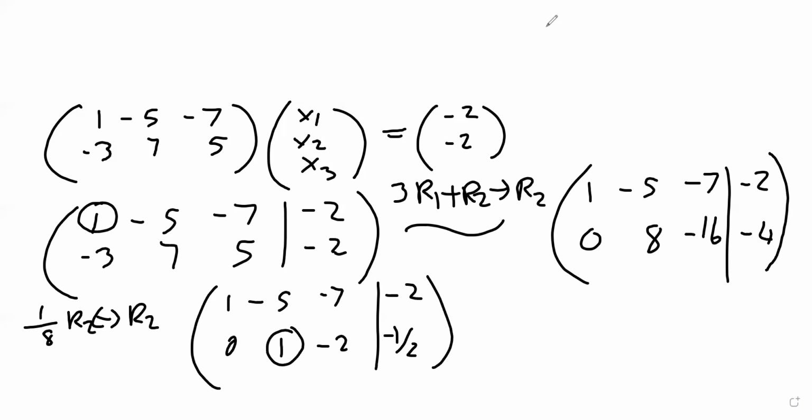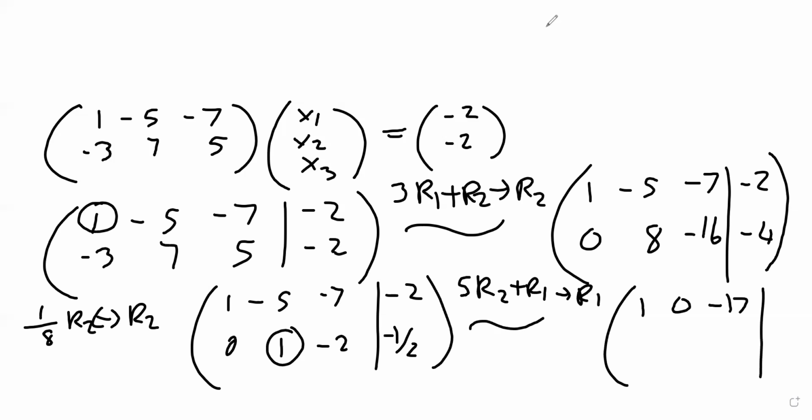Now this is my pivot position, and I can make the position above it 0, and I will do that by multiplying the second row by 5 and adding it to the first row and putting my answer back in the first row. So this is 1, this is 0, and -10 and -7 gives -17, and then this is 0, 1, -2, and the other side is -1/2. So I multiply -1/2 by 5, that's -5 over 2, and I add the -2, so that's -9 over 2.